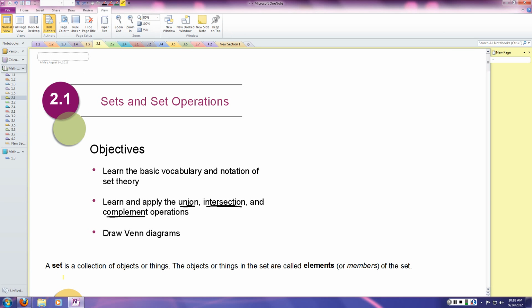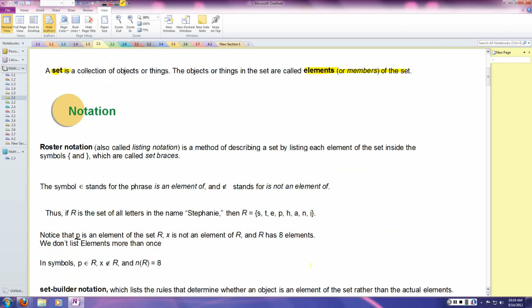The first thing we talk about is that a set is just a collection of objects or things. The objects or things are called elements or members of the set. So for notation, there's really two common notations used when we're talking about sets. We can use the roster notation, which is also called the listing notation. I'm going to list all my elements in between these set braces.